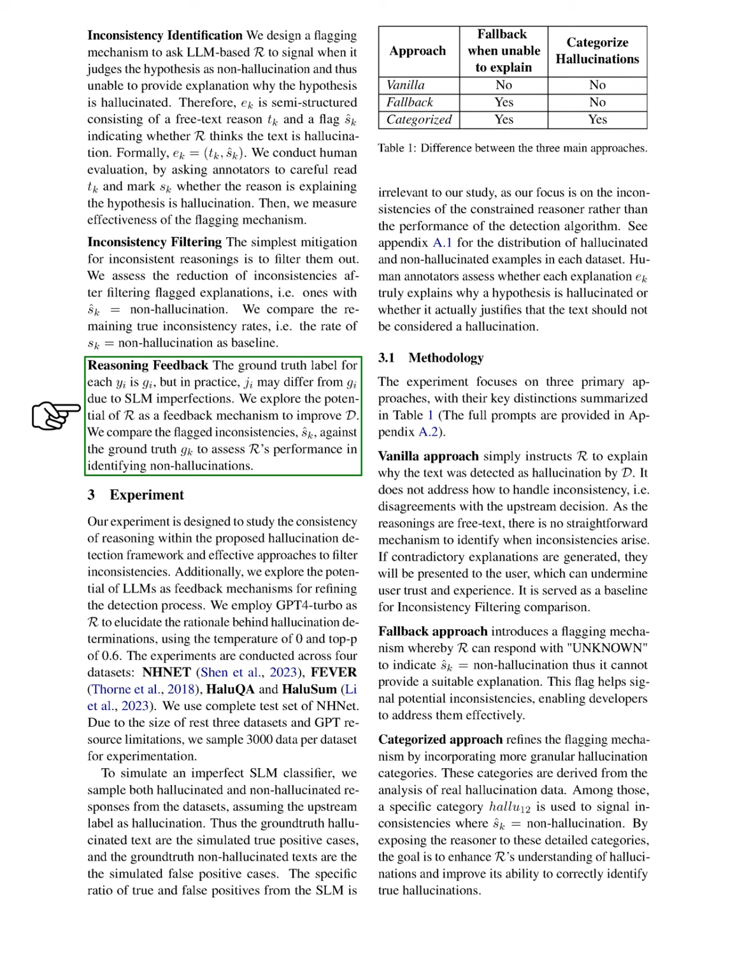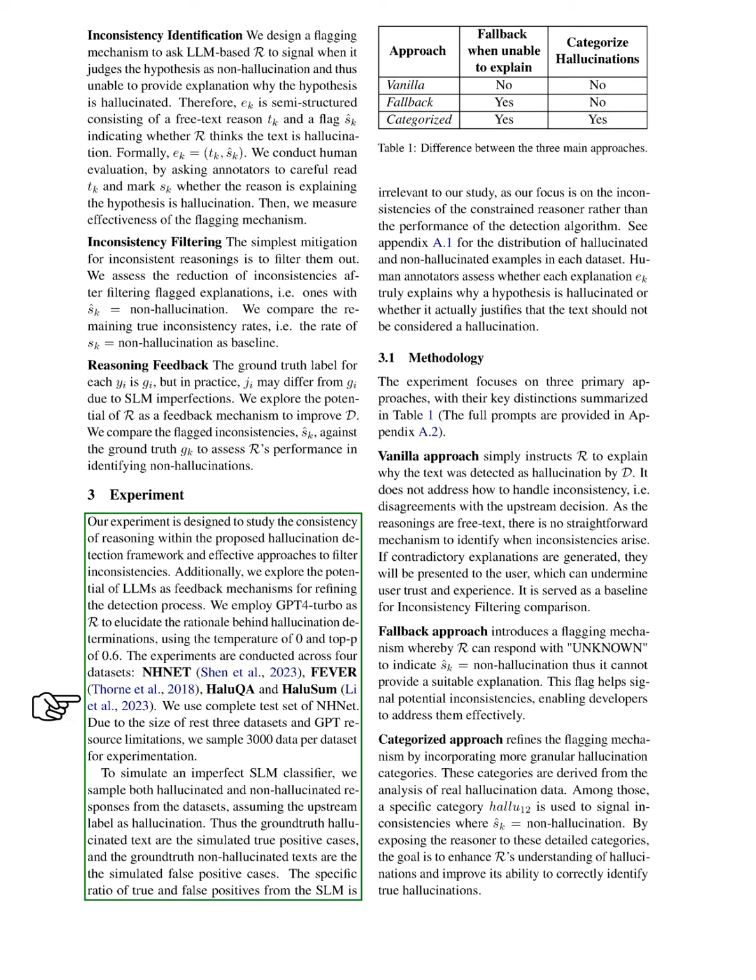Section: Experiment. In this section, we describe our experiment aimed at examining the consistency of reasoning within our hallucination detection framework and identifying effective methods to filter out inconsistencies. We also investigate how large language models, LLMs, can serve as feedback tools to enhance the detection process. We utilize GPT-4 Turbo as our reasoning model to clarify the rationale behind hallucination assessments, setting the temperature to 0 and the top P to 0.6.